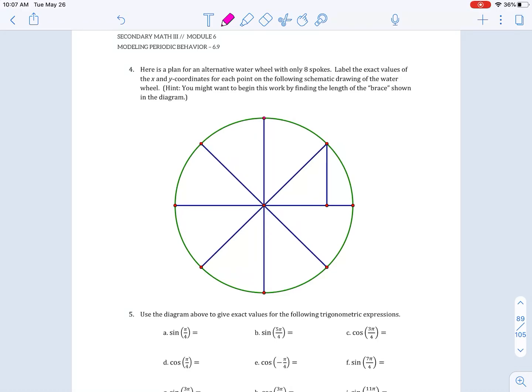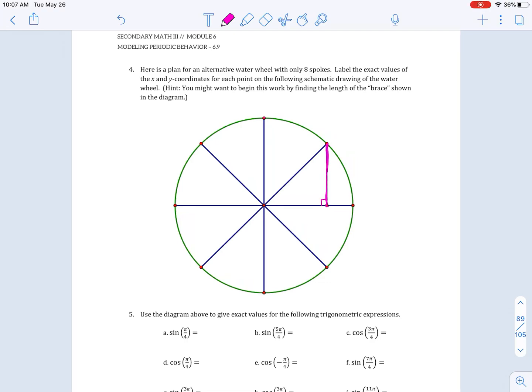Okay, here is my plan for an alternative water wheel with only 8 spokes. Label the exact values of the x and y coordinates for each point on the following schematic drawing of the water wheel. Hint, you may want to begin this work by finding the length of the brace shown in the diagram. Okay, 8 spokes, giving us a hint to find this.